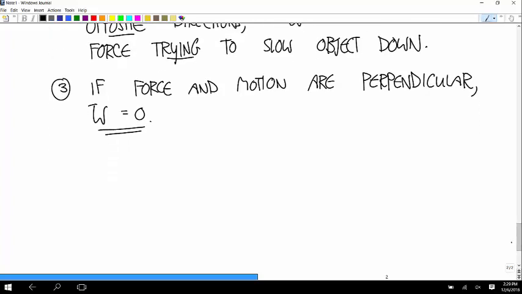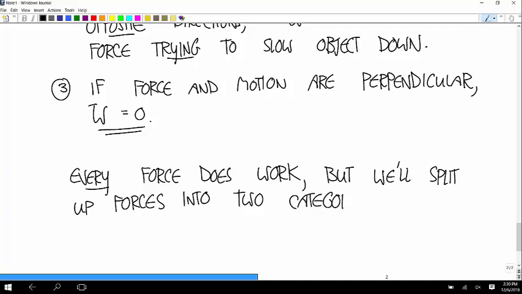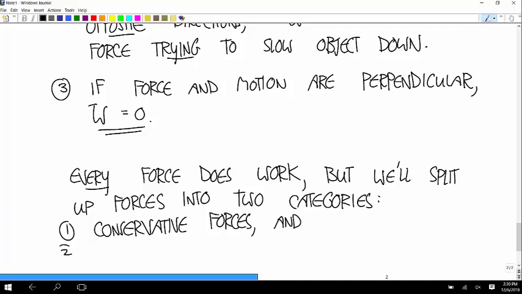Okay, so every kind of force does work, but now we're going to split up forces. We're going to see that it's helpful to us to split up forces into two different categories. Those are conservative forces and non-conservative forces.